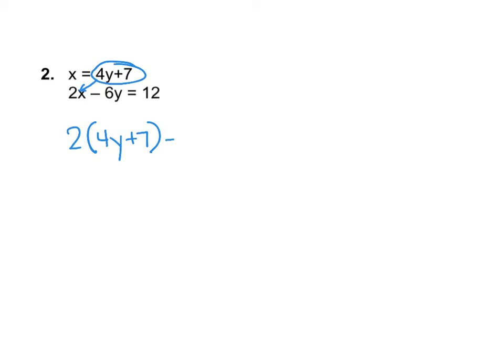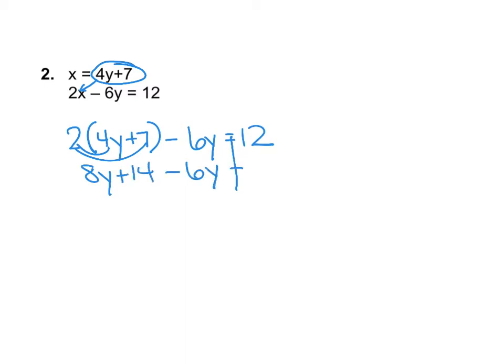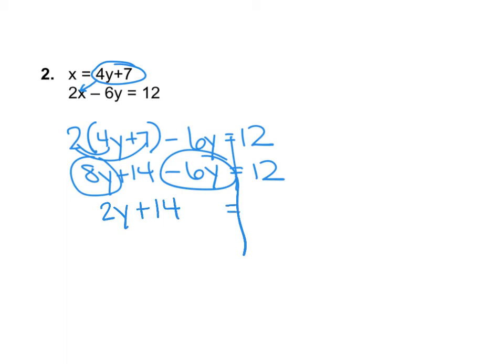And now I have to continue by finishing my problem. All right, so I've taken this and I've substituted it in for the x, and I have to then continue with the rest of the problem here. So now we're going to simplify, and then we're going to solve. So I have 8y plus 14 minus 6y is equal to 12. So I need to continue to simplify. All right, so I'm going to have 2y plus 14 is equal to 12 minus the 14.